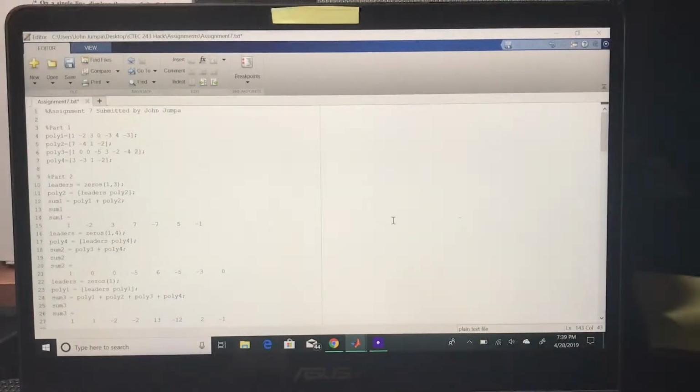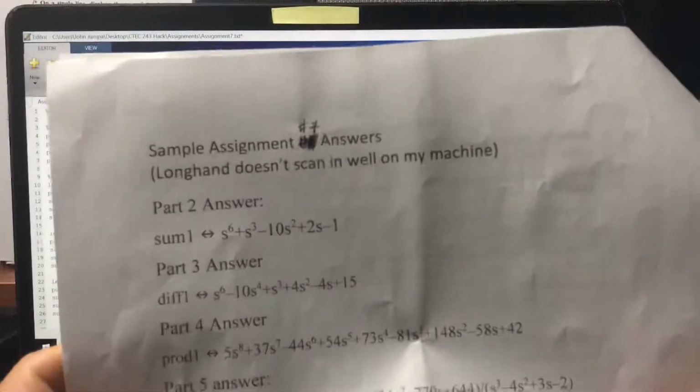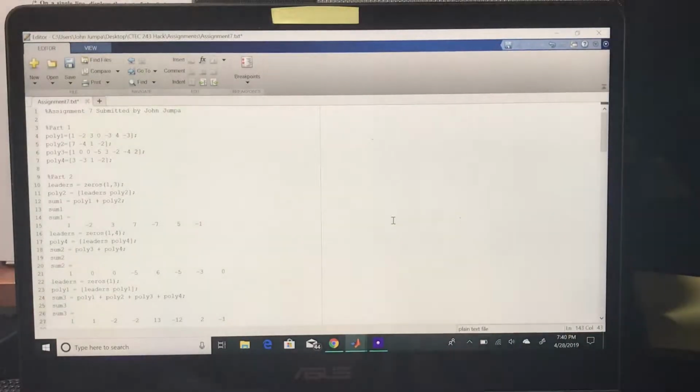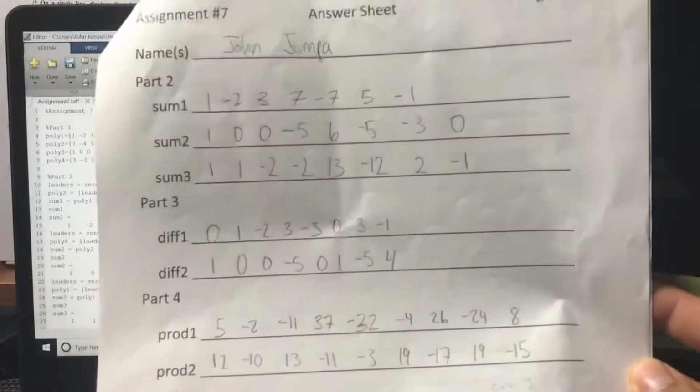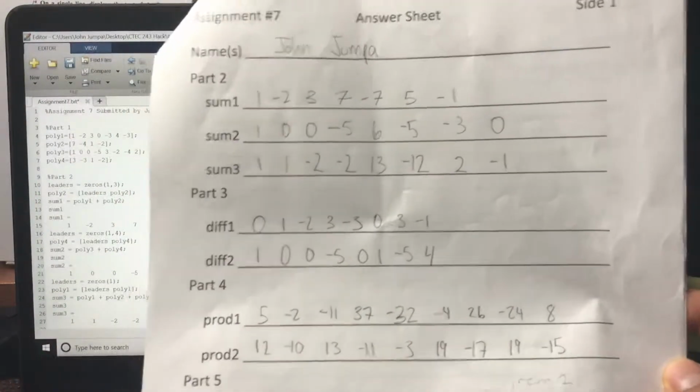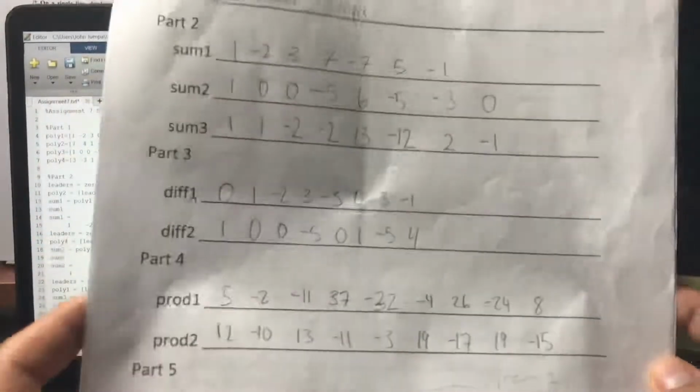On Blackboard. I could probably post the PDF in the link in the description below. But for now, what we're going to do is part 1, and I'm going to explain how to do this assignment in MATLAB, but not the long-handed way. The long-handed is right here, which just means that he gave us the answer sheet. That is our long-handed, and as you see right here, this is not entirely correct. This is purely the answers I got from MATLAB, and he doesn't want it like this.